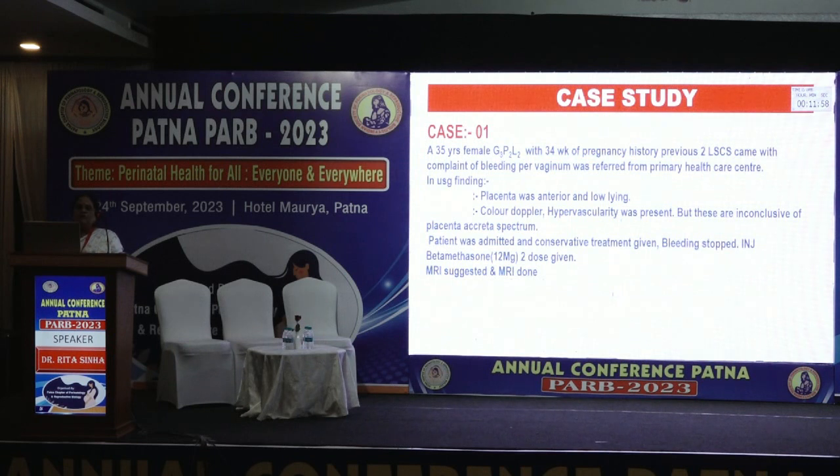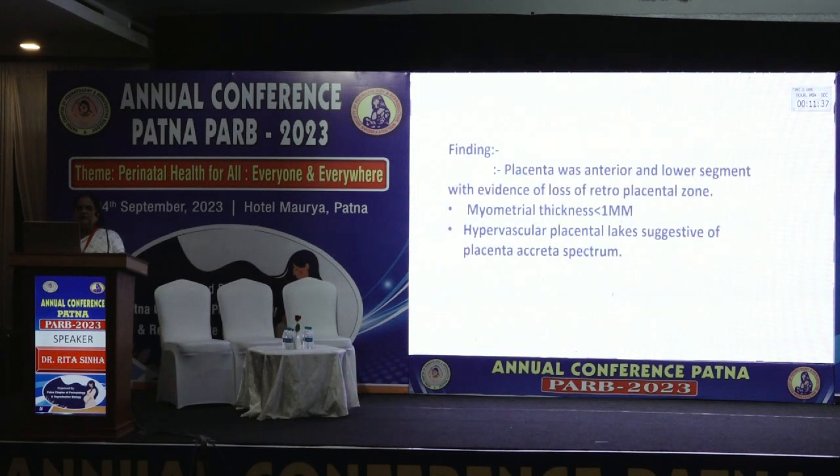On ultrasonographic finding, the placenta was anterior and low-lying. On color Doppler, hypervascularity was present, but these were inconclusive of placenta accreta spectrum. The patient was admitted and conservative treatment was given, bleeding stopped, and injection betamethasone 12 mg, 2 doses, was given. MRI was suggested and done. Finding: placenta was anterior and in the lower segment with evidence of loss of retroplacental zone. Myometrial thickness was less than 1 millimeter and hypervascular placental lakes, suggestive of placenta accreta spectrum.